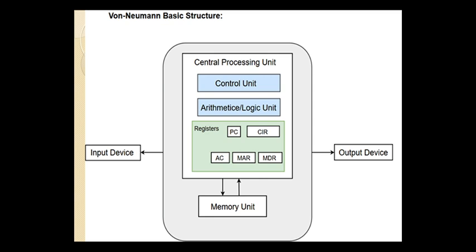Components of von Neumann architecture are CPU. CPU means Central Processing Unit. CPU performs arithmetic and logical operations as it contains arithmetic and logic unit. CPU contains control unit. CPU contains registers. So CPU performs a variety of functions dictated by the type of instructions that are incorporated in the computer.